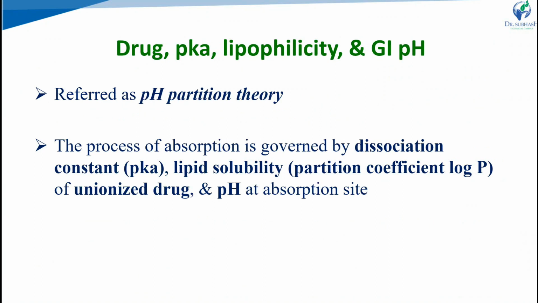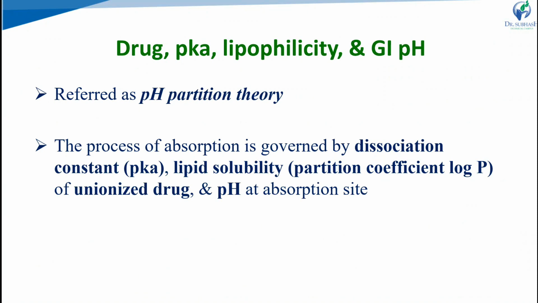Next one, that is drug pK, lipophilicity and GI pH. That is also called the pH partition theory. What is the pH partition theory? This is a combination of the dissociation constant, lipid solubility and drug pH at the absorption site. So the process of absorption is governed by these three parameters.